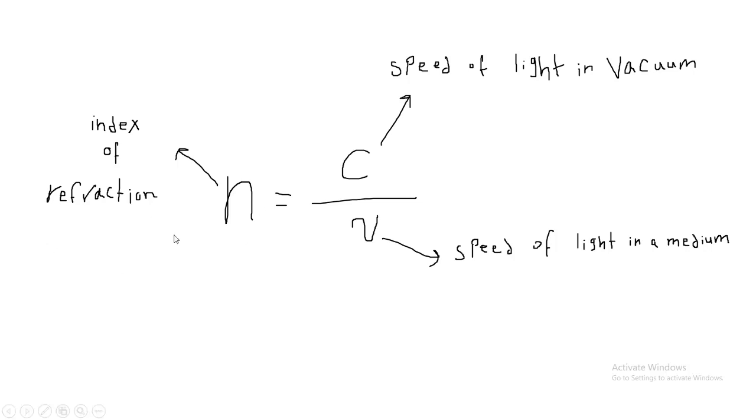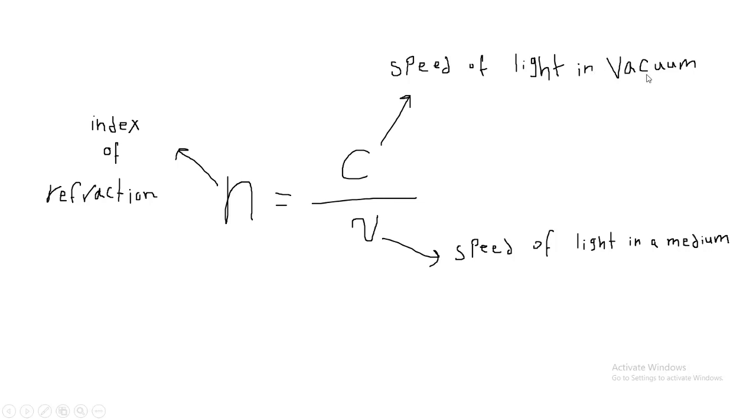What is important is that the bigger the index of refraction gets, the slower the speed of light becomes in that medium. This is why v is inversely proportional to n, as you can see. The v is in the denominator, which means it is inversely proportional to this quantity. So n and v are inversely proportional, which means the bigger the n is, the smaller the velocity in that medium will become.